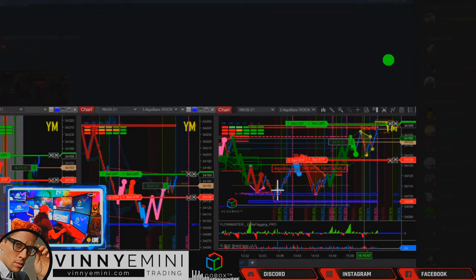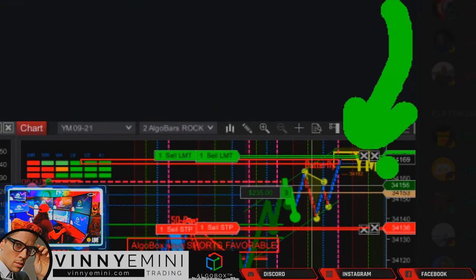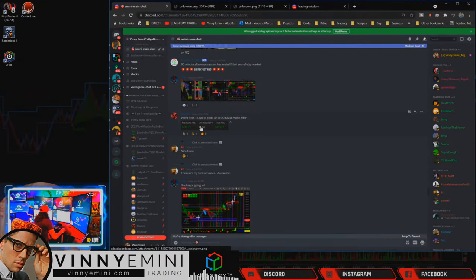He's also using the PRZ for the target. Look at that PRZ target right there. Excellent work on that one, Enzo. Remo went from minus 1K to plus 1K. Very, very nice. Beast mode.